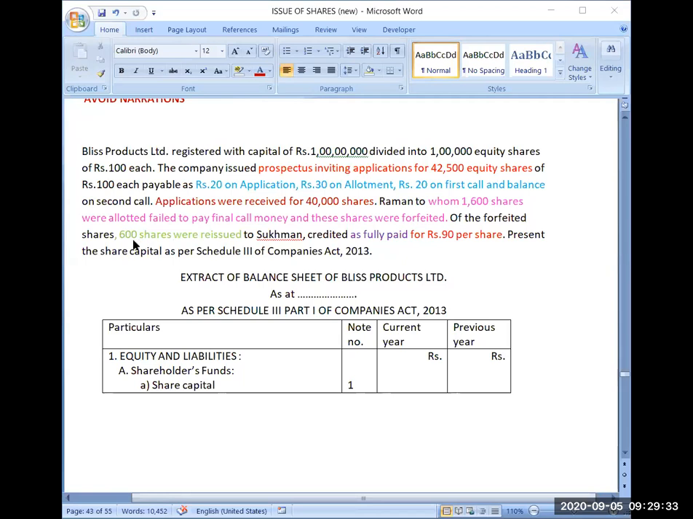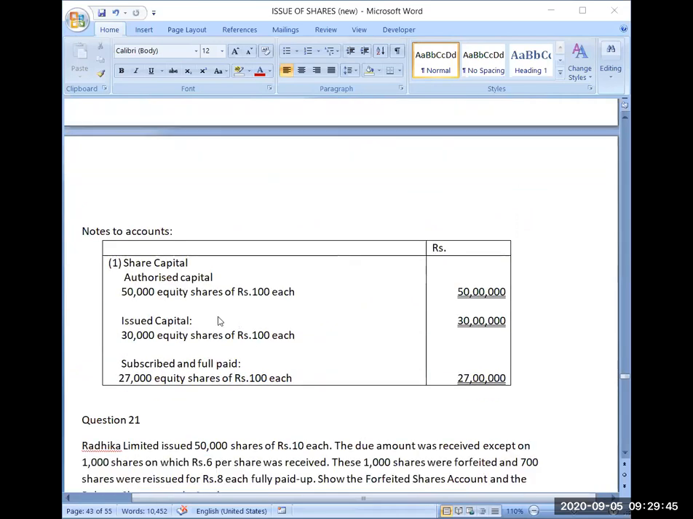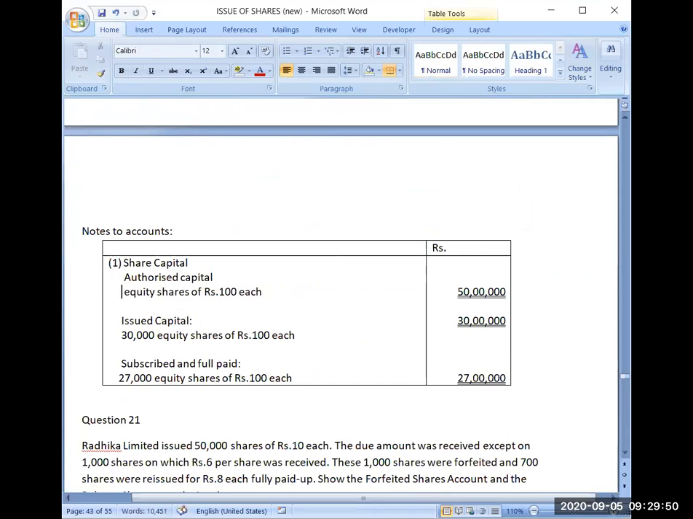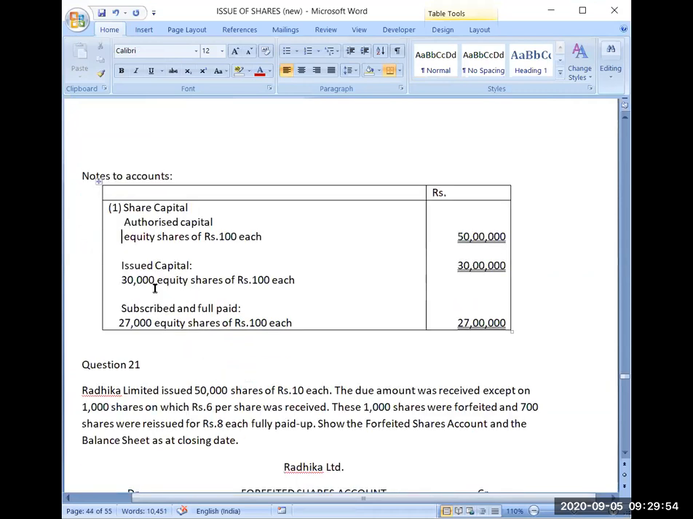Then they have again reissued 600 shares as fully paid for rupees 90 per share. So now first thing is that you have to prepare notes to accounts. Authorized capital is clearly given in this question. 1 lakh shares of rupees 100 each. 1 lakh equity shares of rupees 100 each, and the capital will become 1 crore.